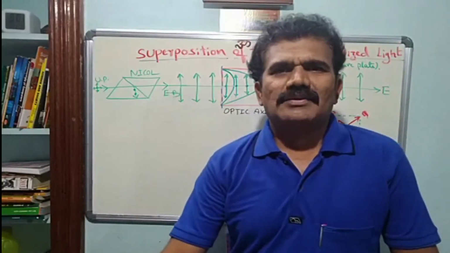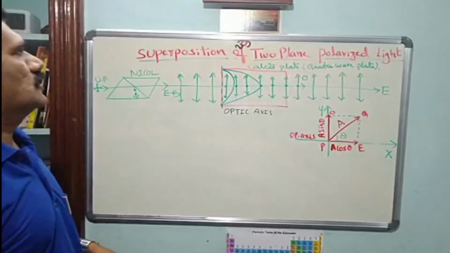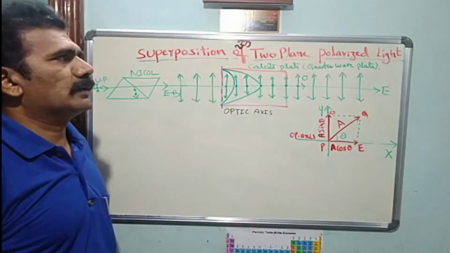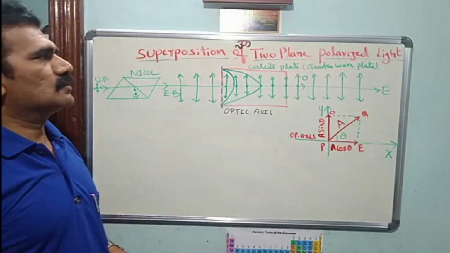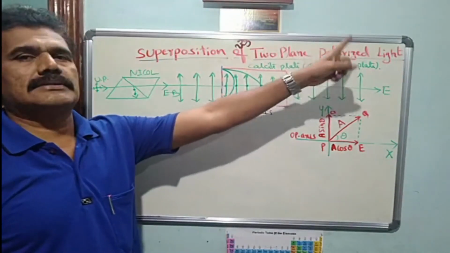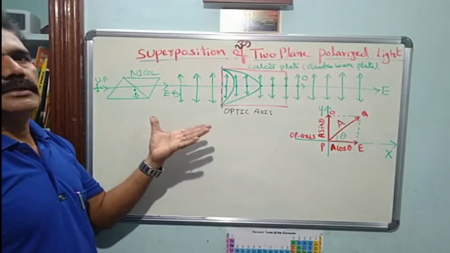Hi students, welcome back to the next video. In this video I am going to discuss the superposition of two plane polarized light. So, the result of superposition of two plane polarized light. Clear? Now let us consider the experiment.